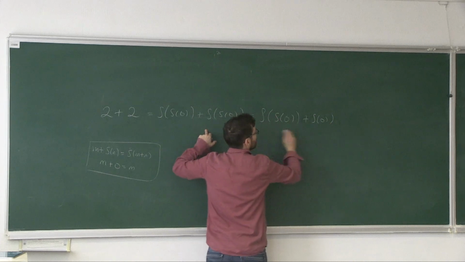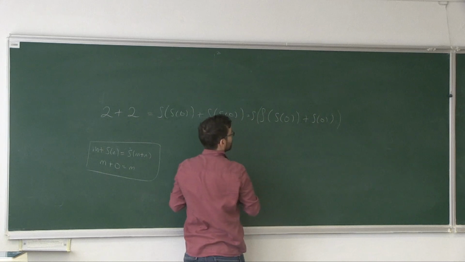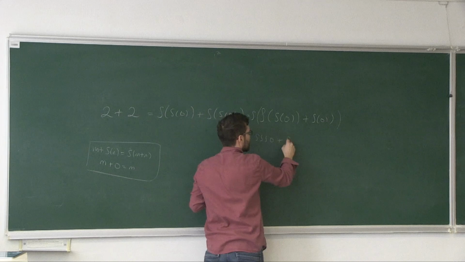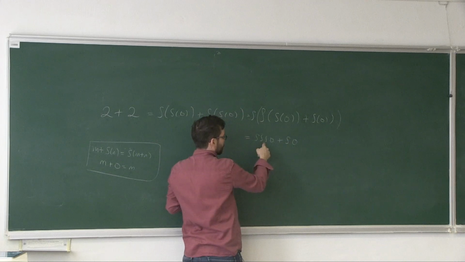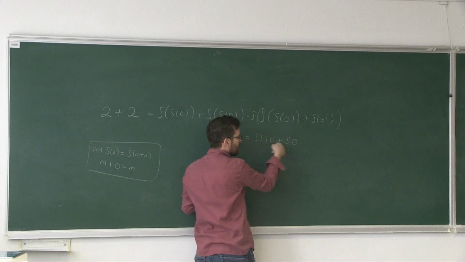and you take the successor of this guy. Now there are too many parentheses. I'm now going to drop parentheses. Okay, I have this. So 2 plus 2 equals 3 plus 1.